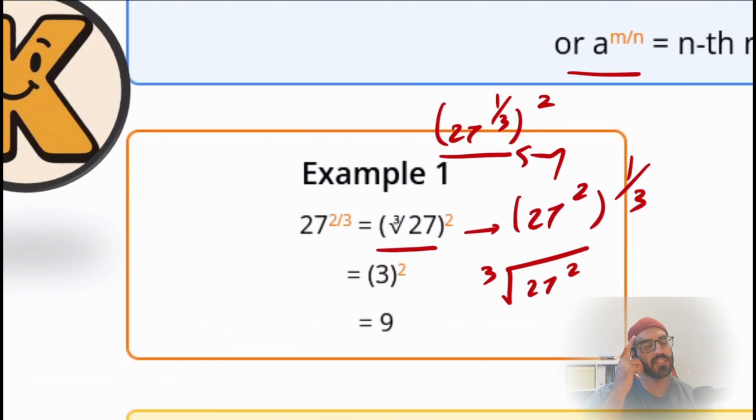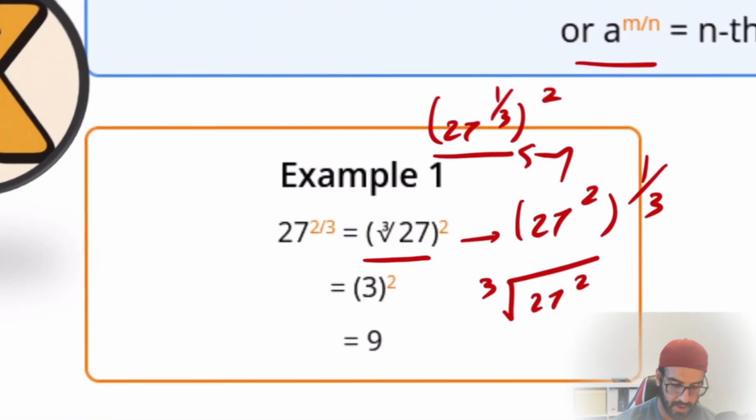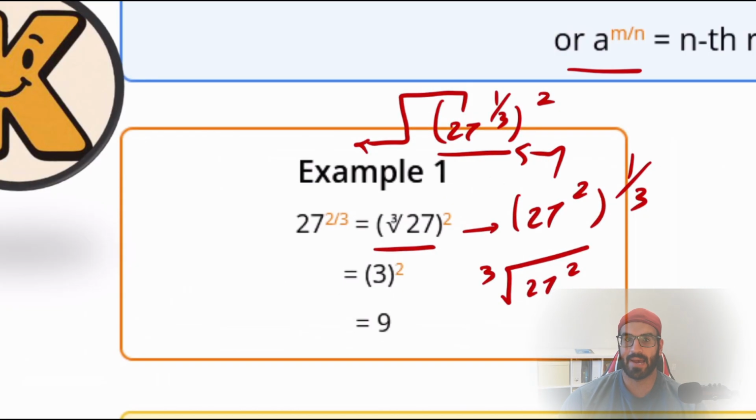What is the root 3 of 27? Exactly. What is the number that if I multiply by itself 3 times, I do have 27? 3, 3, 3, right? So I do have this guy. So we just found out how I can find the 27 to the power of 2 divided by 3. Instead of the normal way of finding root 3 of 27 to the power of 2, I can at first find the root 3 of 27, which is 3, and then square it, which is 9.